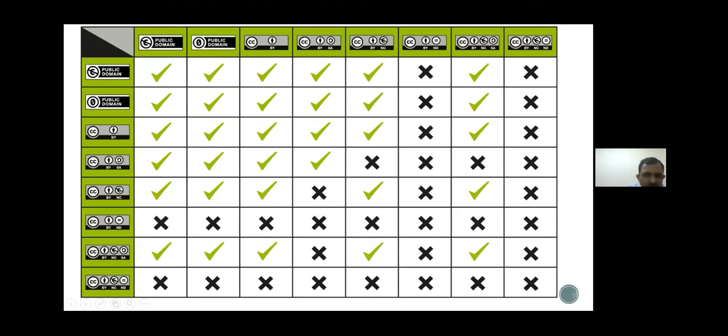Now, this table, those who have done the OER course of COL, they must have exercised, they must have played this game. This game was inbuilt there. This basically shows that with whom you can mix which kind of material. Like the public domain material can be used with anyone.